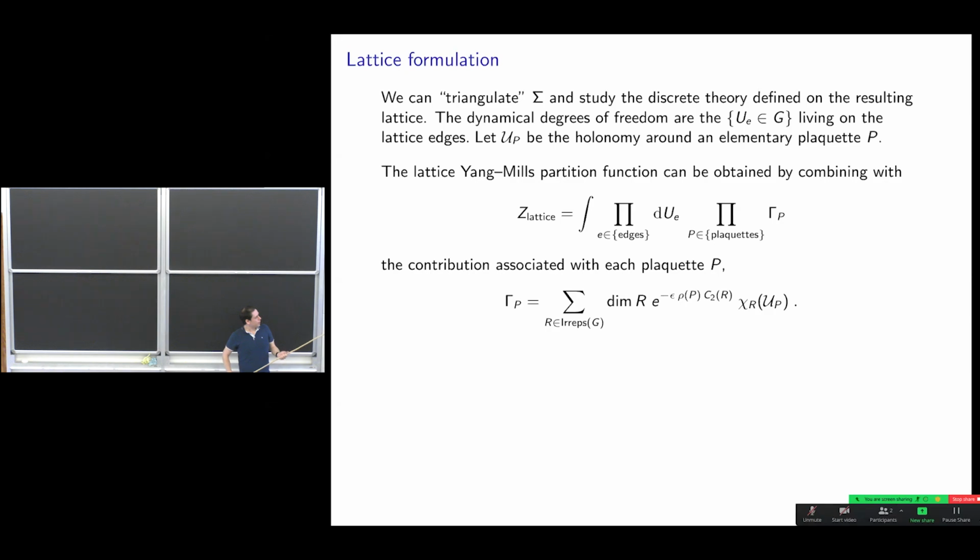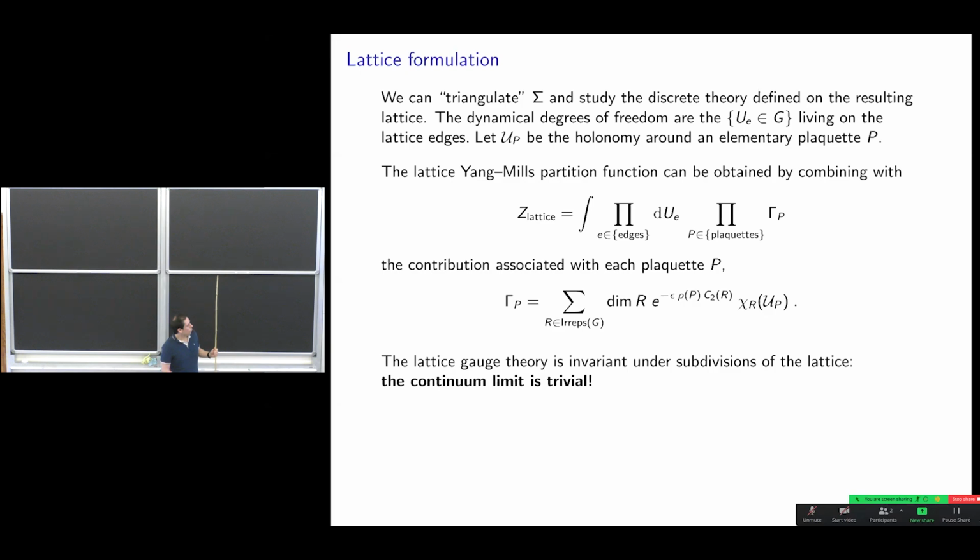And here you're looking at the character of the holonomy around the plaquette, a character computed in this specific irreducible representation R. And the reason why characters appear is, of course, you want gauge invariant degrees of freedom, so these provide a basis for class functions of elements of the group.